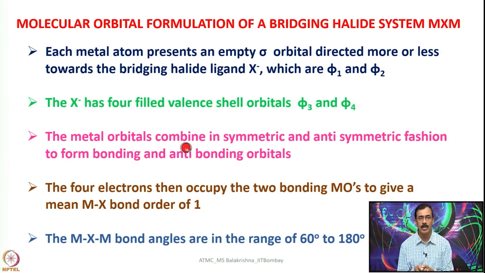The metal orbitals combine in symmetric and antisymmetric fashion to form both bonding and antibonding orbitals, and these 4 electrons then occupy 2 bonding orbitals to form one covalent bond and one coordinate bond, resulting in a halogen bridging 2 metal centers. And of course, the angle can vary, it can be anywhere between 60 to 180 degrees depending upon the type of halogen under consideration and also, to an extent, what kind of metal we are considering.